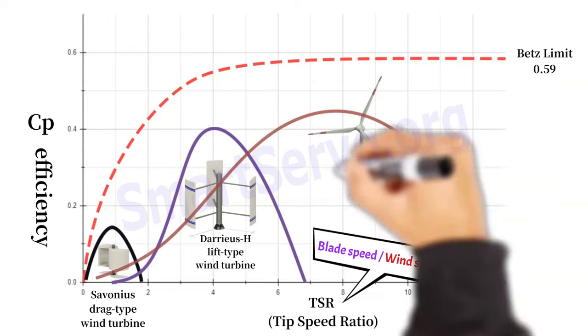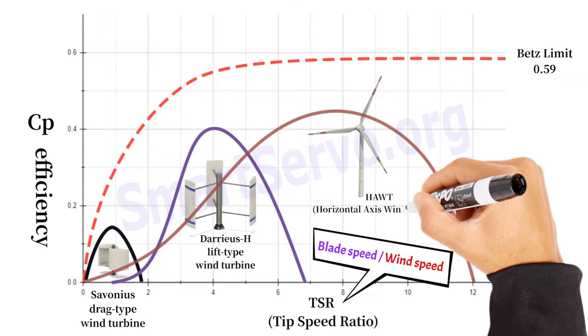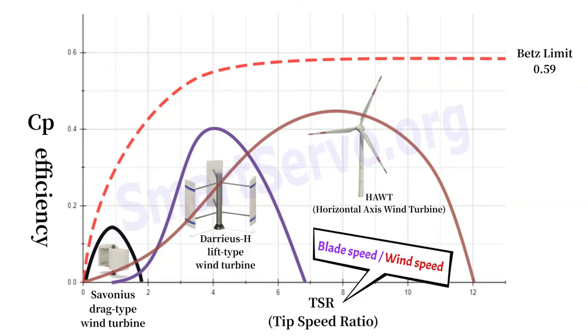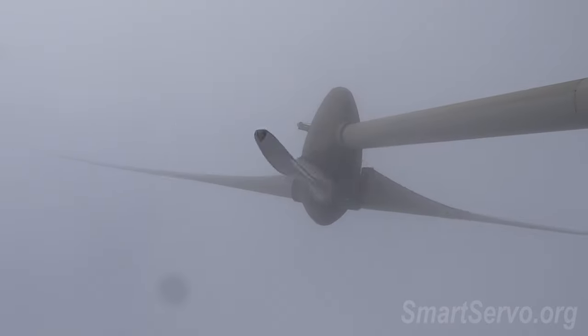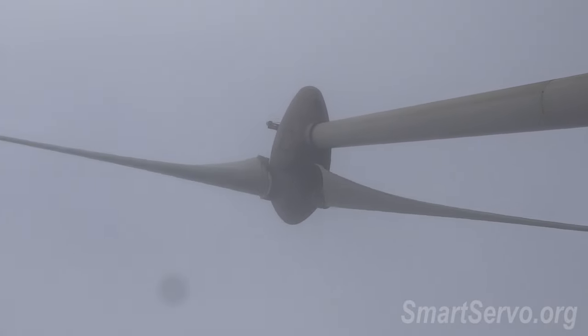The maximum efficiency of a typical three-blade horizontal axis wind turbine is about 0.45, which occurs at a tip speed ratio of about 8. Therefore, the efficiency of a horizontal axis wind turbine is quite high, but the high tip speed ratio also leads to more serious noise.